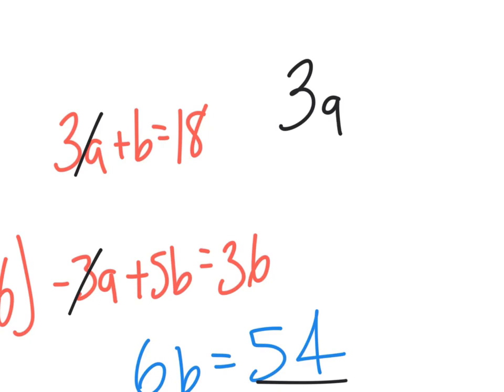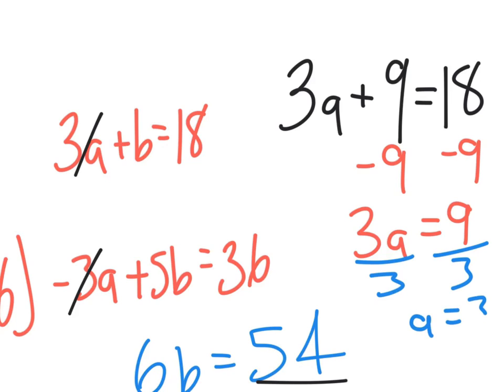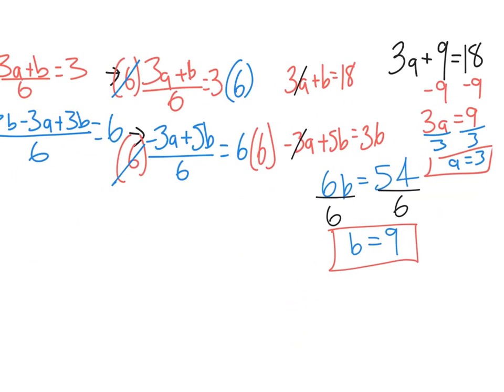We need to figure out what a is. So 3a plus 9, because we know 9 is now the value of b, equals 18. If we subtract 9 from both sides, we've got 3a equals 9. If we now divide both sides by 3, a is going to be 3. Wow. Alright, so we figured out the value of both a and b. Tremendous.